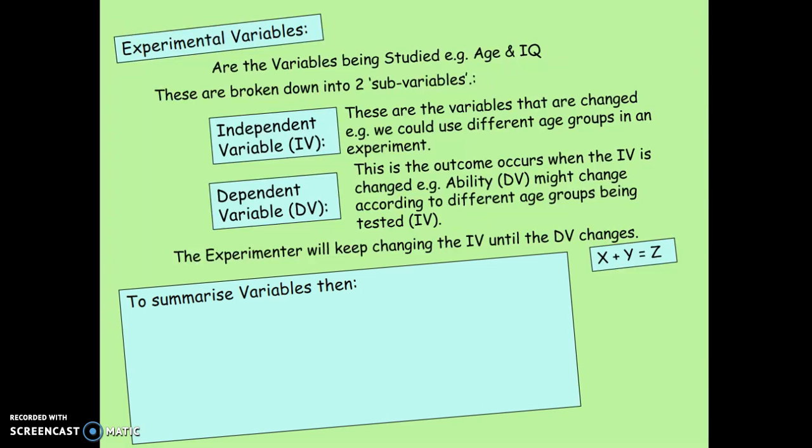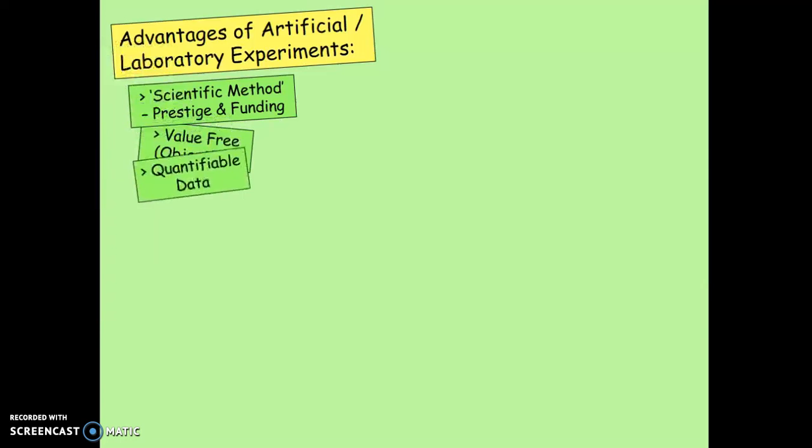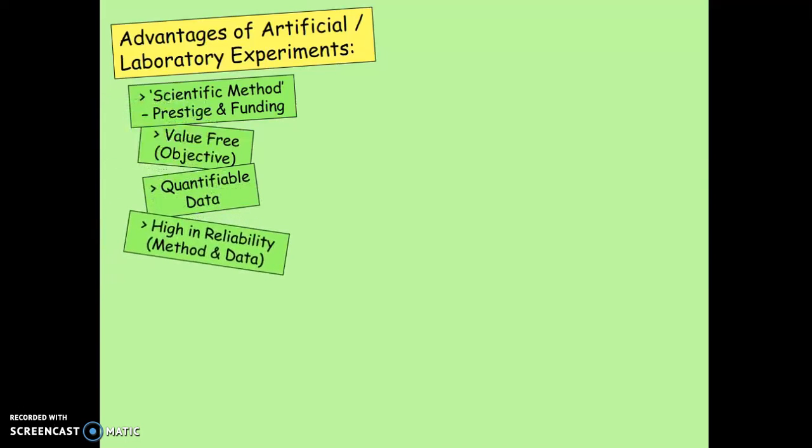To summarize variables then: variables in general, controlled variables, extraneous variables, subject variables, experimental variables, and independent variables, and finally dependent variables. Advantages of artificial/laboratory experiments. Scientific method, prestige and funding. Value-free, objective. Quantifiable data. High in reliability, method and data.